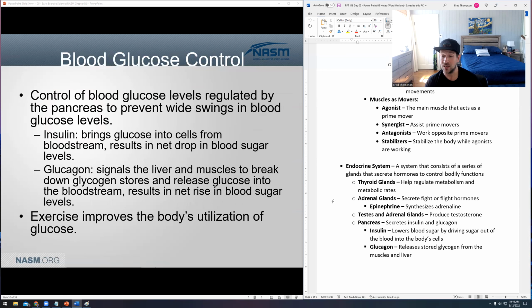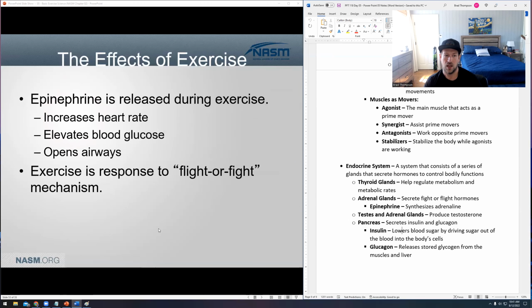You've got your pancreas, which is probably one of the biggest ones that we talk about. It's responsible for producing insulin, which pulls sugar out of your blood, or glucagon, which releases that sugar back into your blood. Because when insulin pulls it out of your blood, it stores it for later, either as fat or more likely as glycogen.